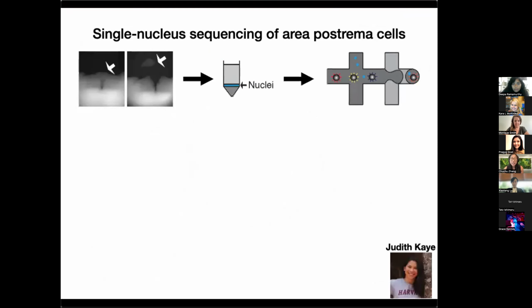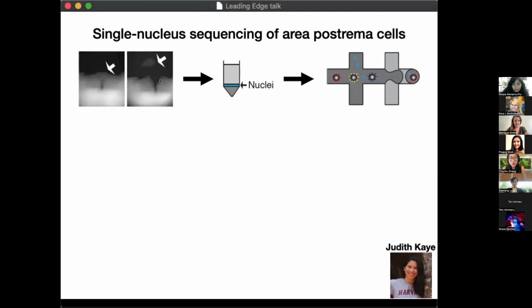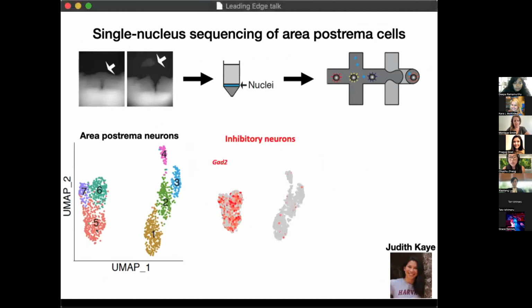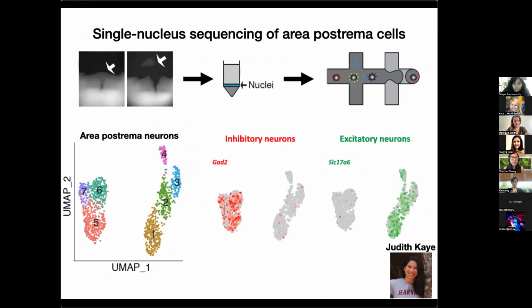To investigate the cellular diversity of the area postrema, we used single nucleus RNA sequencing in collaboration with a grad student in the lab. Area postrema was directly dissected using anatomical landmarks. Using unsupervised clustering of neurons, using neuronal markers, we identified 7 neuronal clusters with at least some markers expressed only in the area postrema. This includes 3 inhibitory types and 4 excitatory types.